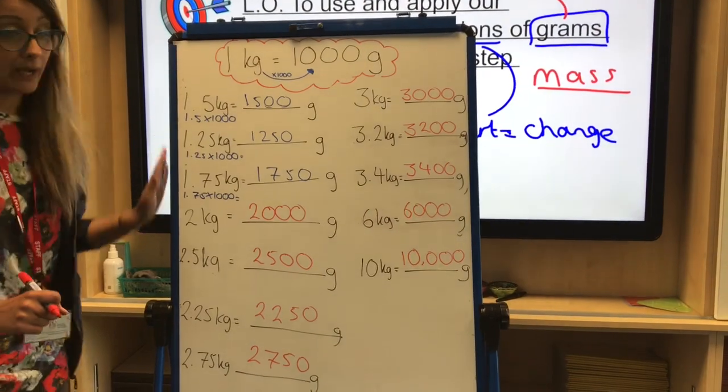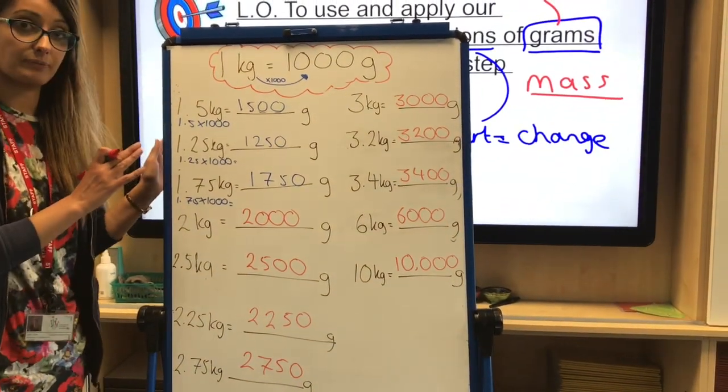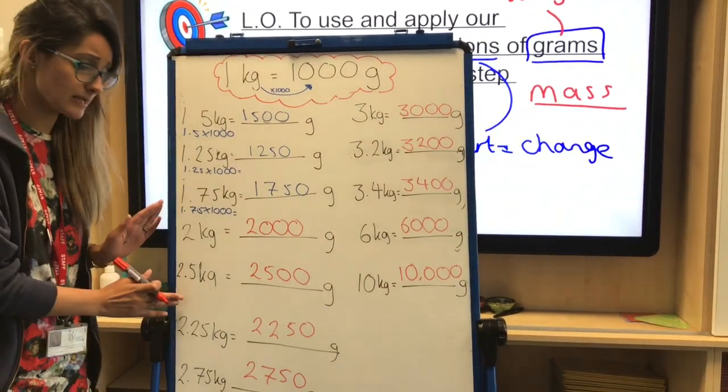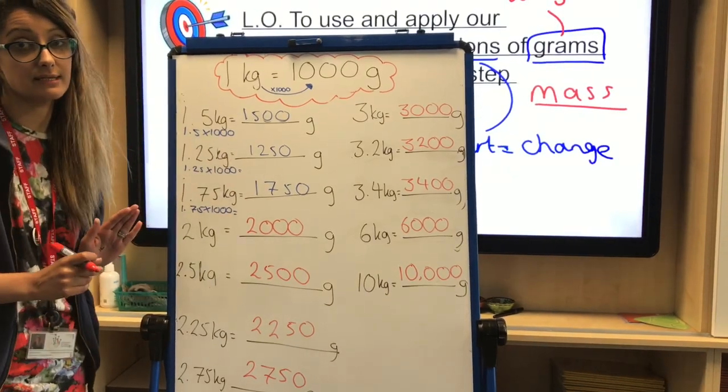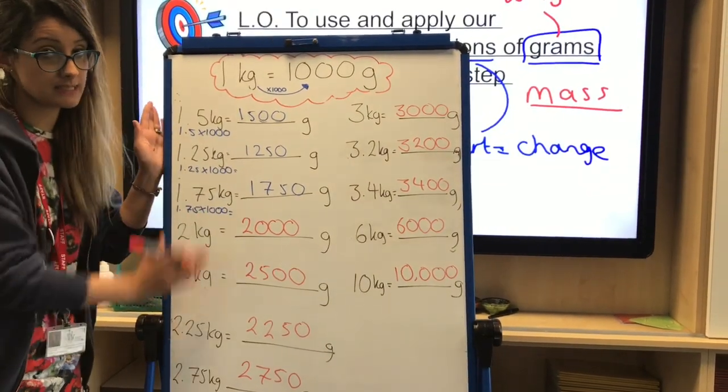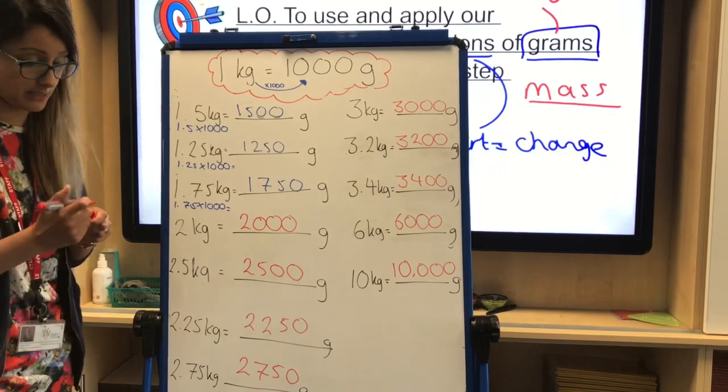So, if you're happy with them, we can move on to the multi-step word problems. If you're not happy or you've made some mistakes there, go back and recalculate it and see where you've gone wrong. Because it's really important you understand these conversions in order to answer the multi-step word problem.